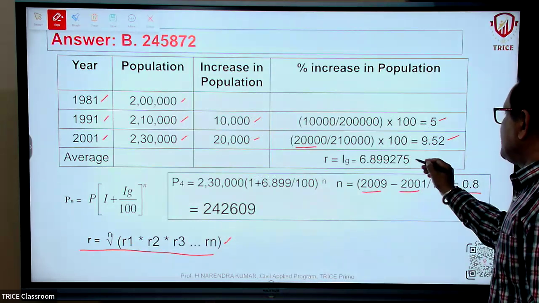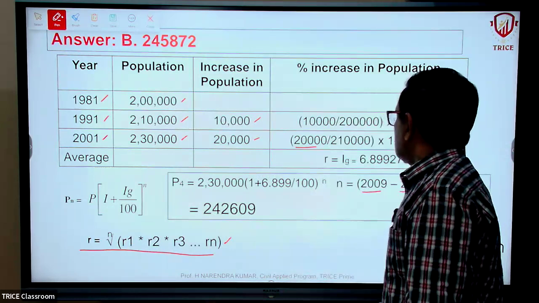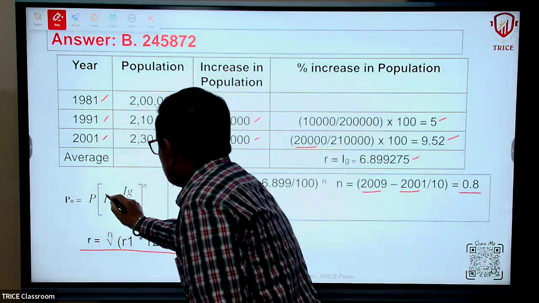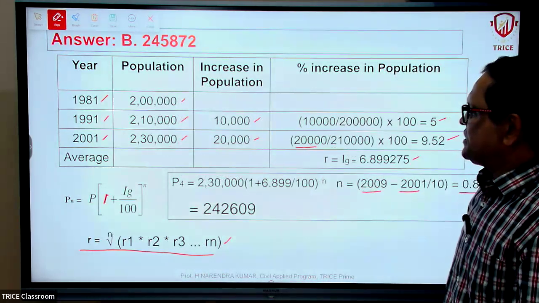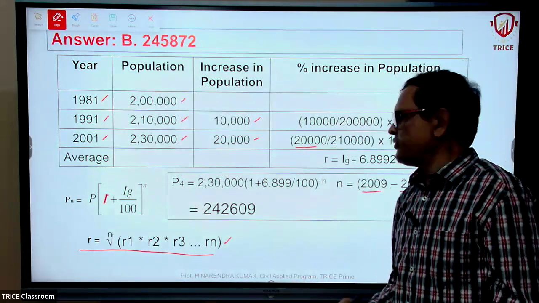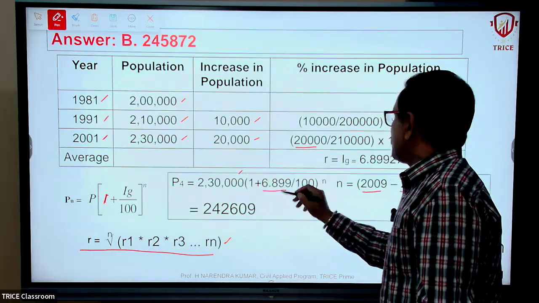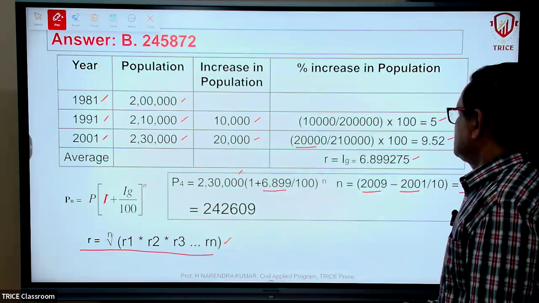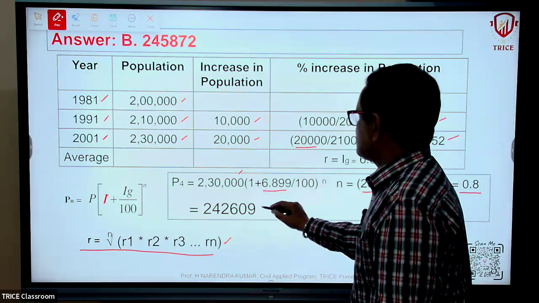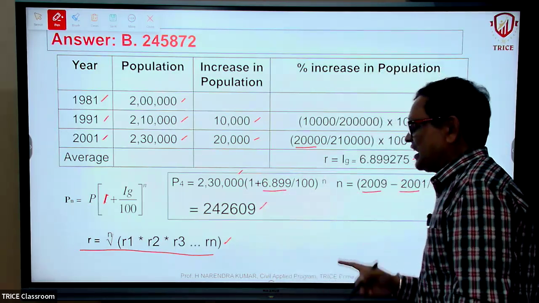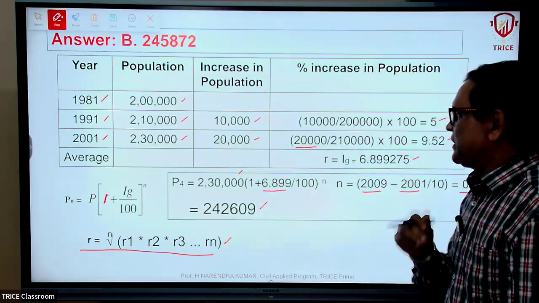After the calculation of the value of R here, I am going to substitute the value of R in the formula. Pn equals P into 1 plus Ig divided by 100 whole to the power of n. So 2,30,000, 1 plus 6.899 divided by 100 whole to the power of n. So it is equal to 2,42,609. This is the exact value. That is why I said this is not available in the answer statement.